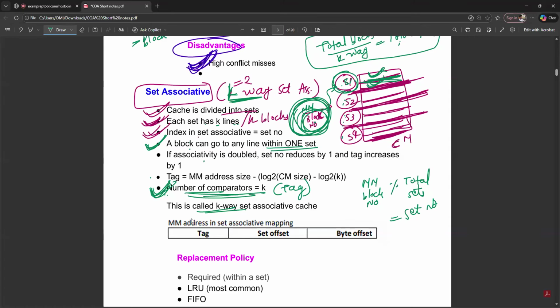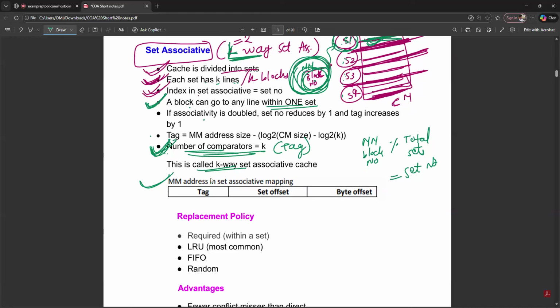Now this is the main memory address mapping in the set associative mapping. This is the main memory address. This is the block number, which I have told you, and this is the tag which you know. What is the set offset? Set offset is equal to log of the total number of sets.